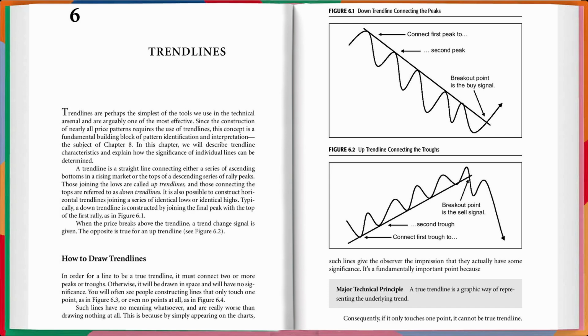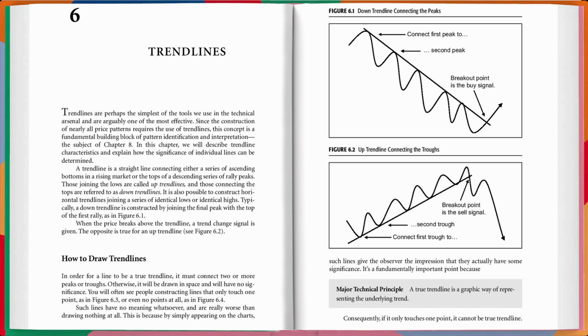Typically, a downtrend line is constructed by joining the final peak with the top of the first rally, as in Figure 6.1. When the price breaks above the trend line, a trend change signal is given. The opposite is true for an uptrend line. See Figure 6.2. How to draw trend lines.